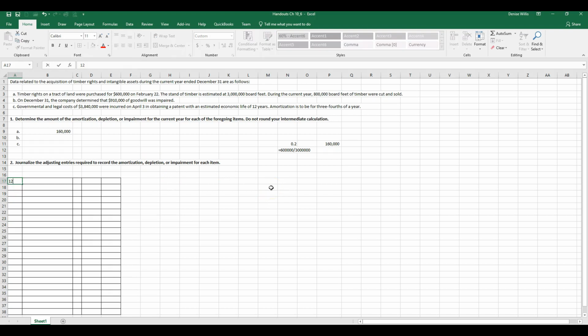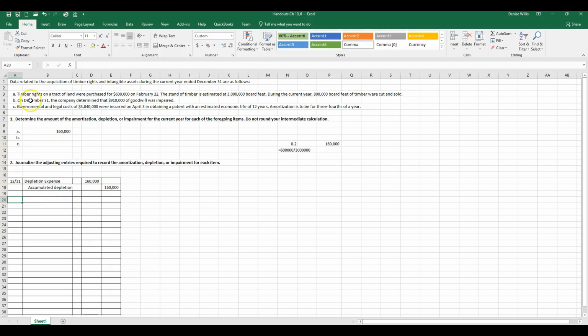It says that we're doing this on December 31st. These are adjusting entries, so we're going to date them all as of the end of the year. So on 12/31, we are going to debit depletion expense for $160,000, and we're going to credit accumulated depletion for $160,000. Okay, and that takes care of that one.